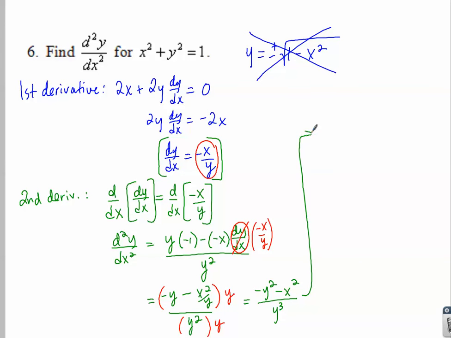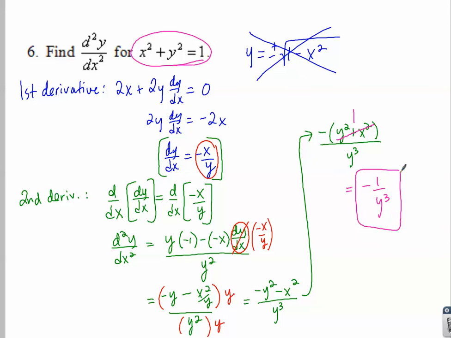Now here's where the magic happens. You ready? Don't blink. Factoring out the negative from the top leaves us with y squared plus x squared. Denominator is still y cubed. What is y squared plus x squared? Look back. Look closely. It's 1. So all of that can come out and 1 can go in its place, and we end with the most simplified version right here.